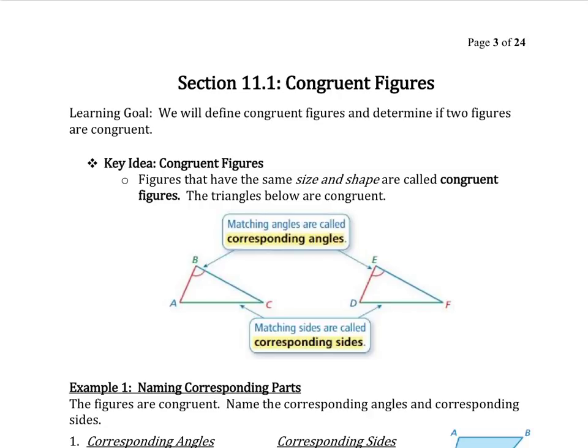So when we have two things that are congruent, like these triangles pictured below here, we have things called corresponding angles and corresponding sides. All corresponding really means is that they match. So as you can see there, angle B and angle E are corresponding because they match. They're in the exact same place. Same thing with these sides AC and DF. They are also corresponding. So within congruent shapes, we have many sets of congruent sides and angles. It just depends on what kind of shape we have.